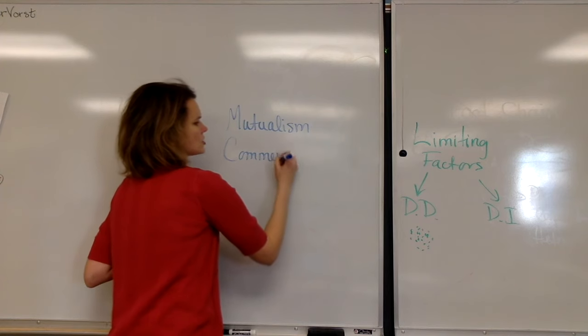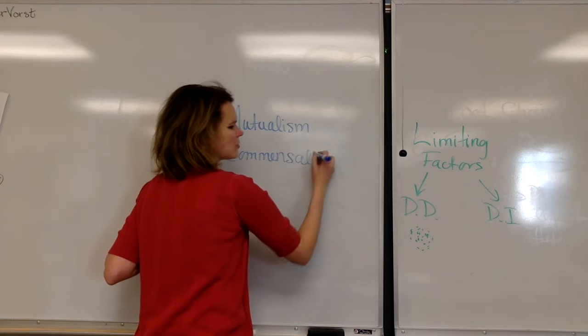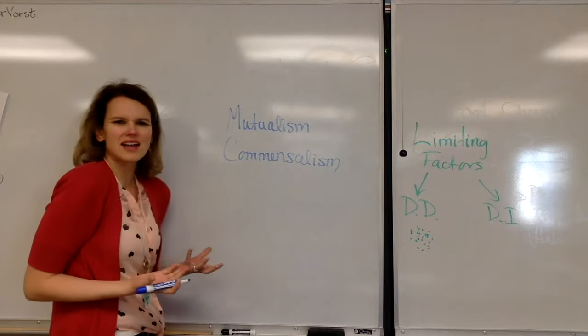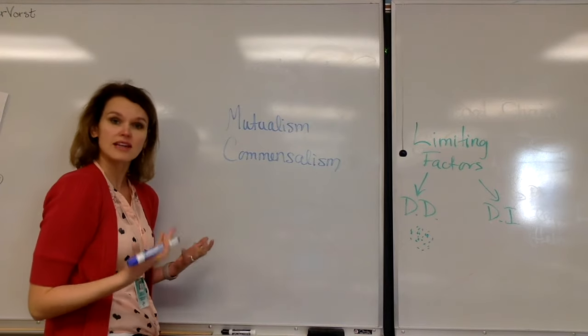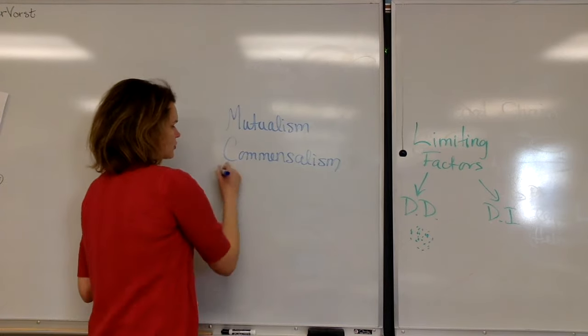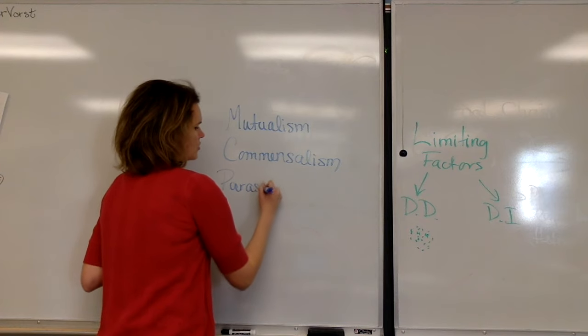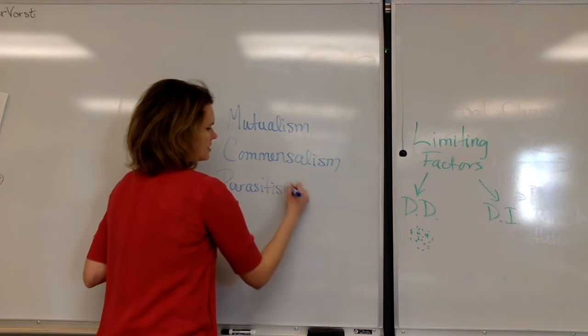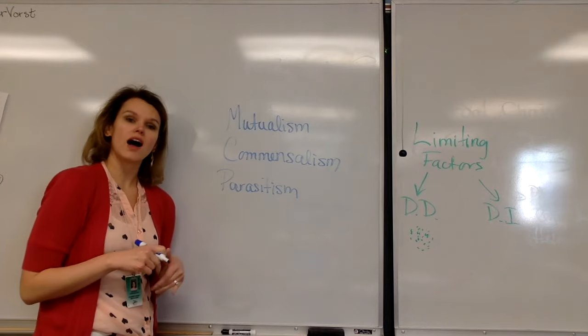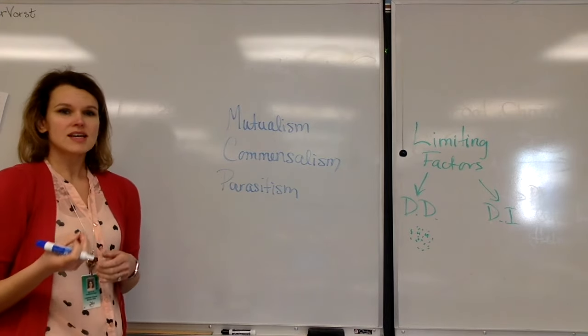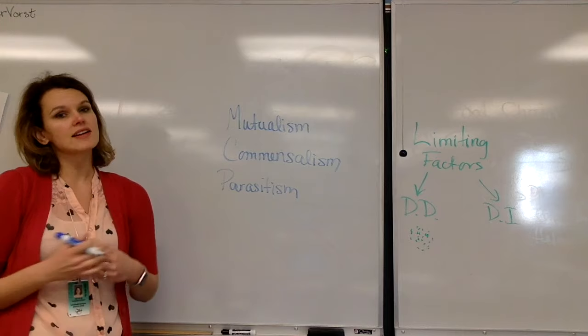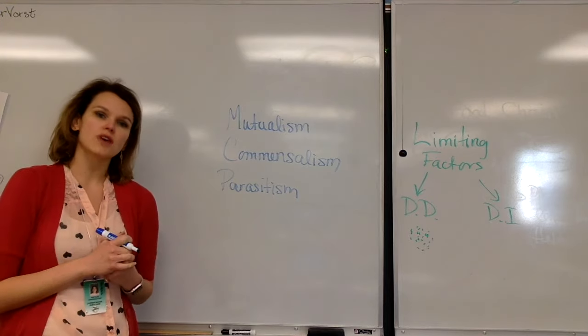commensalism, which is one organism benefits and the other one isn't helped or harmed. It really doesn't mind if the other thing is there, it doesn't bother it, so it can continue to do that. You also have parasitism, where you have an organism that grows in or on another organism and feeds off of it. And this is defined as one benefits and another is harmed.